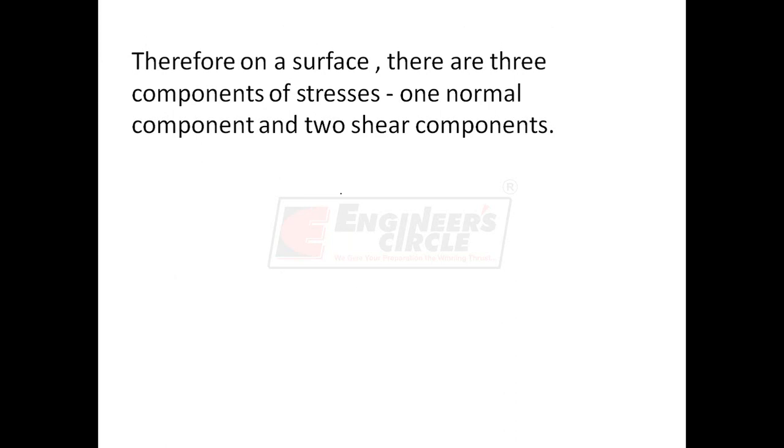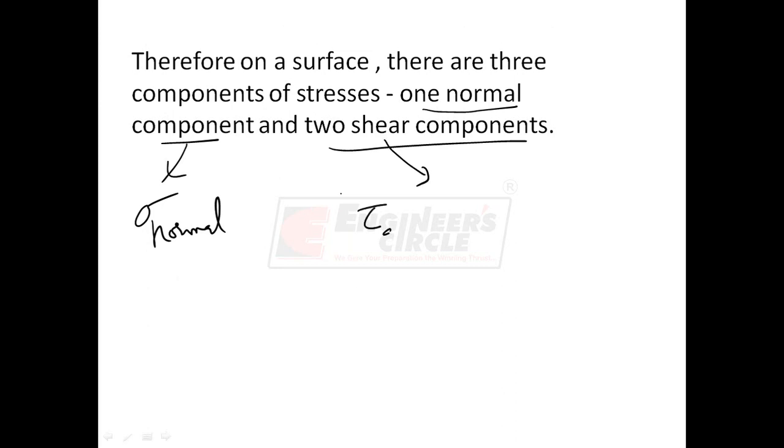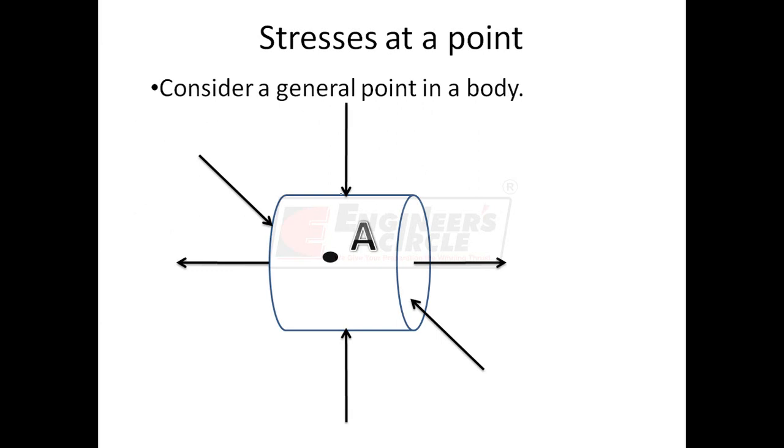On a surface, we have three components of stresses. One, which is normal to the cross section, that is sigma n, and the other two, which are the shear components, that is tau along s and tau along t direction. The next topic is stresses at a point. To understand stresses at a point, consider some general point A in the body.